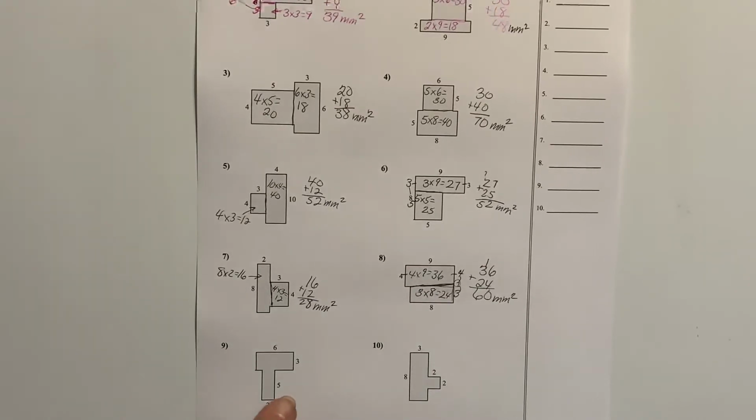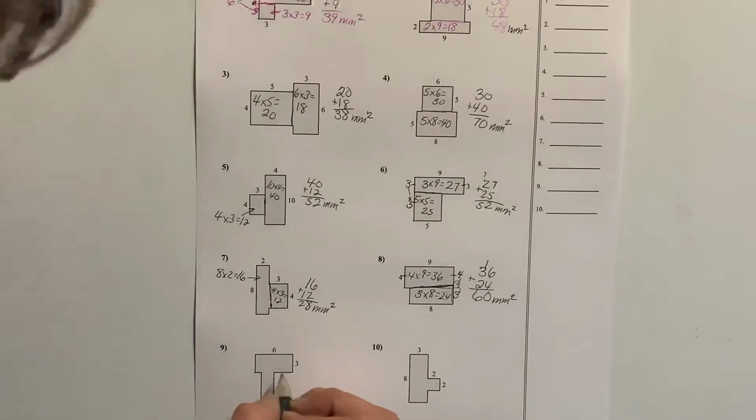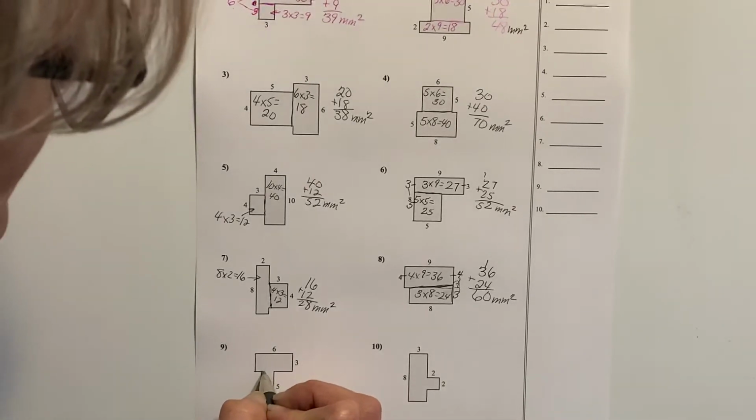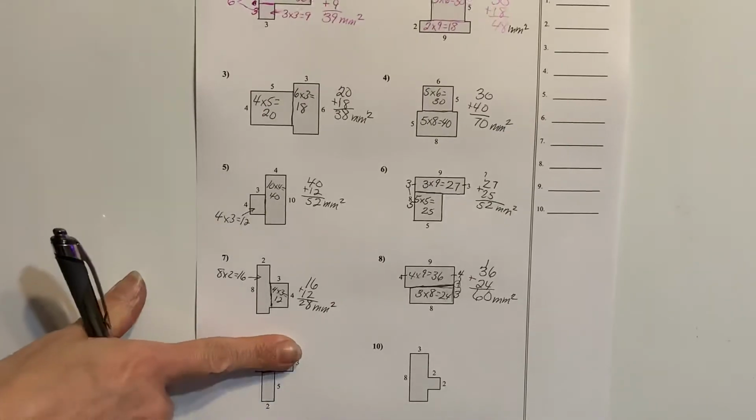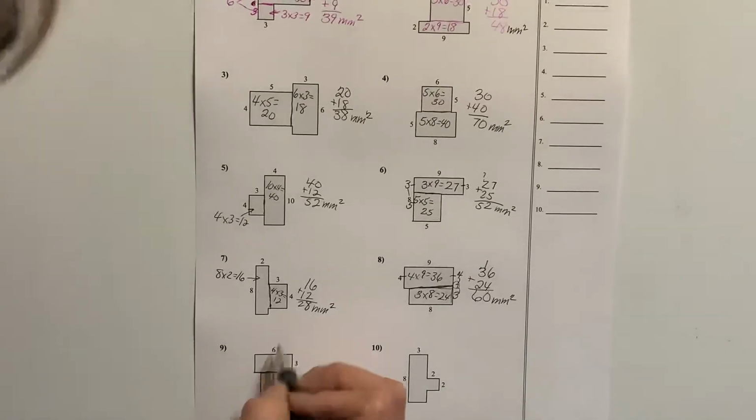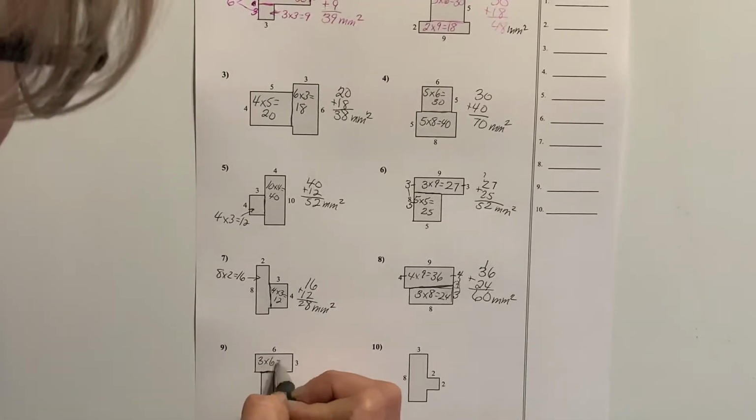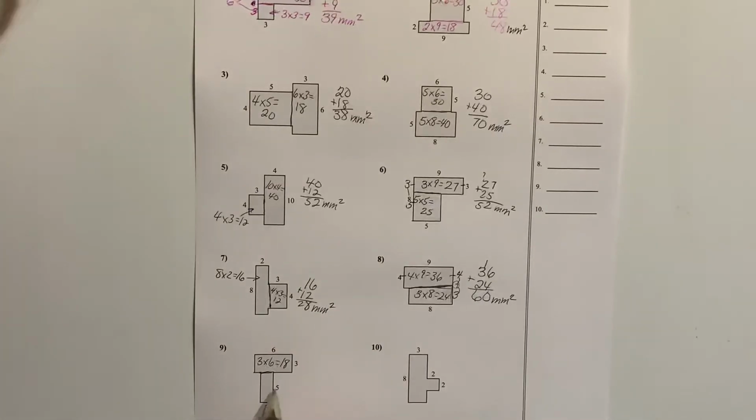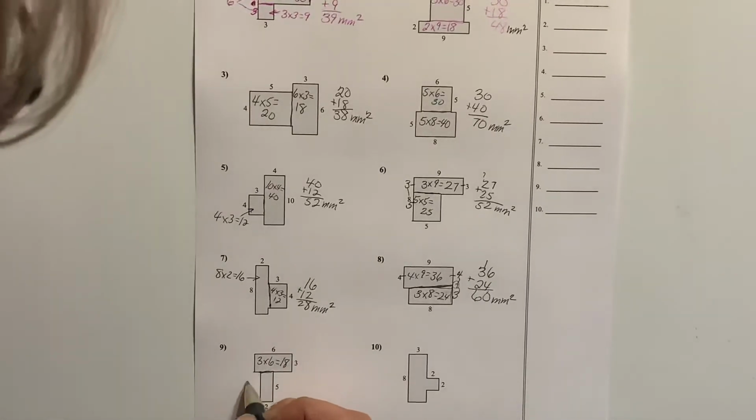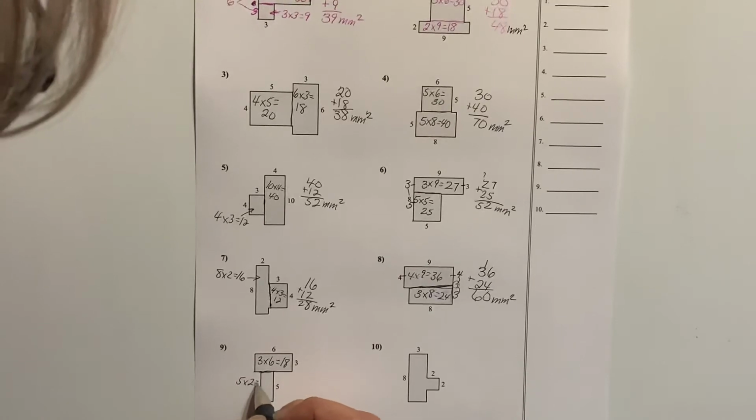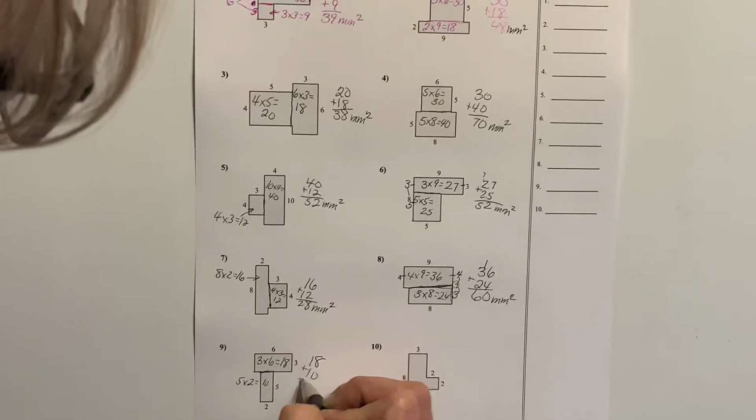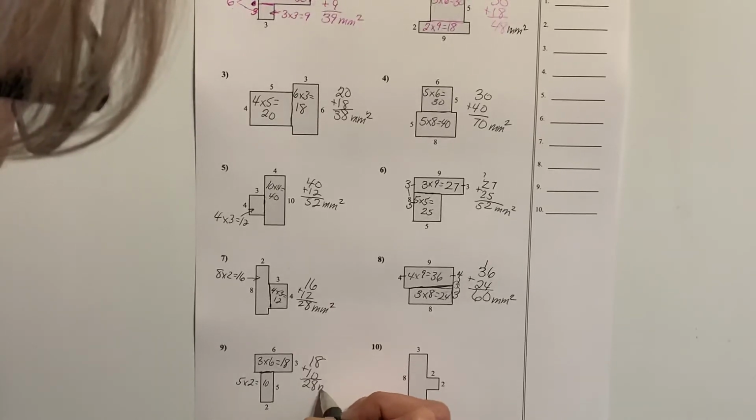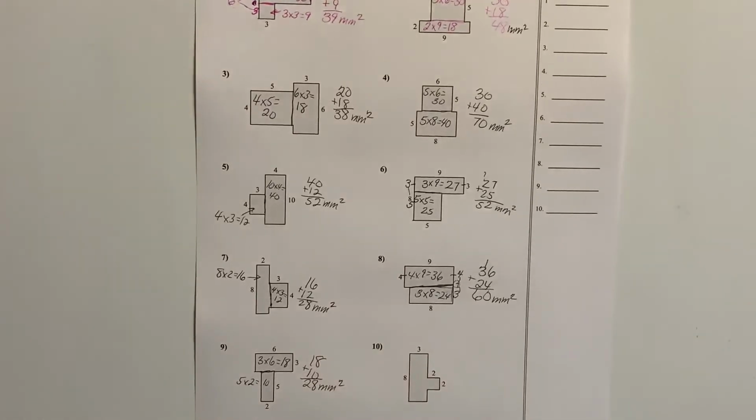All right, so let's take a look at this irregular shape. So I can cut it right here, and I've got a rectangle here and a rectangle here. So I've got 3 times 6, which gives me 18. And here I've got a 5 by 2. Well, 5 times 2 gives me 10. So I've got 18 plus 10, which gives me 28 millimeters squared.